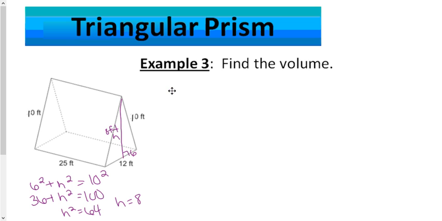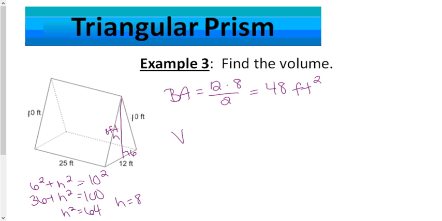So base area. Again, it's a triangle, so we do base, which is 12, times height. This whole triangle is 8 feet tall. Divide that by 2. So 12 divided by 2 is 6, and 6 times 8 is 48. So our base area is 48 feet squared, or square feet. We say it either way.